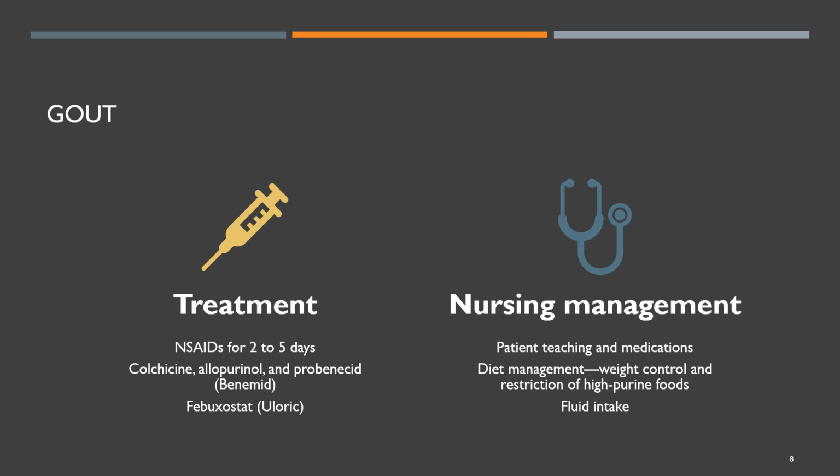And some nursing teaching and management. As you guys know, it always ends up being about the teaching. We want to go diet management. We want people to kind of control their weight. They have to restrict high purine foods, and that's something like salami or head cheese or something you buy at the deli. And we want them to increase their fluids and drink plenty of water.